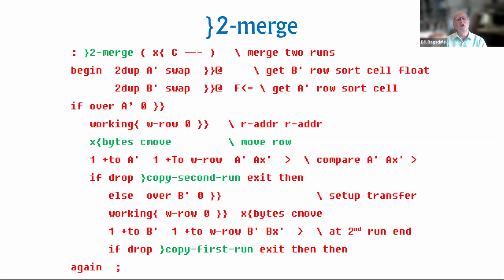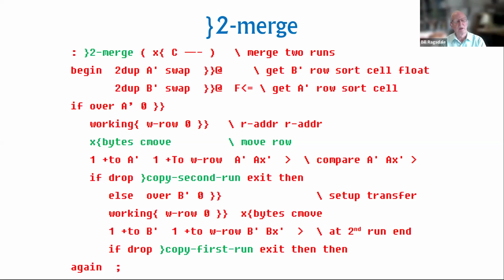We now know the row that needs to be transferred, so the over A prime 0 bracket bracket gives us the address of the origin row, and then working W row 0 bracket bracket gives us the address of the destination in the working matrix, and then X byte C move moves it over. We have moved the entire row. Rather than doing a column by column move, we identify the address of the entire row, and it moves in one step.